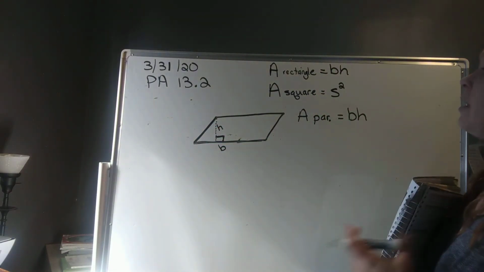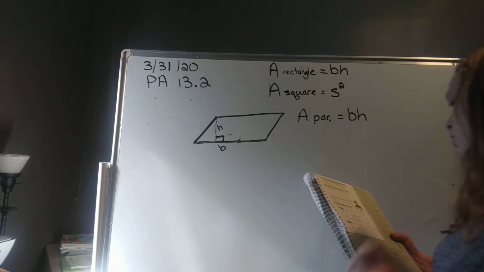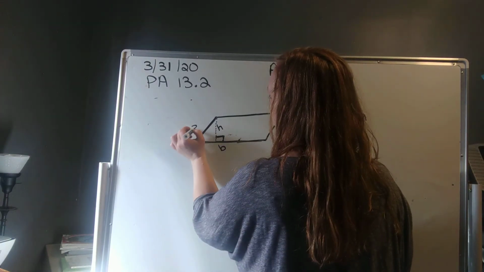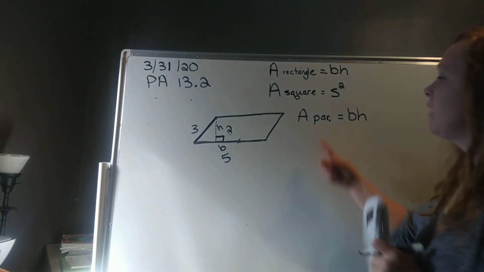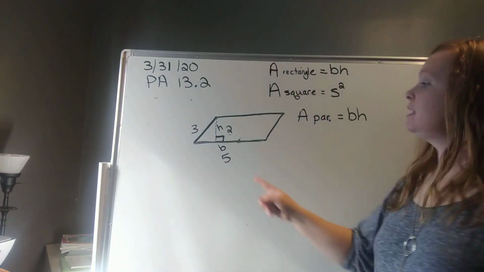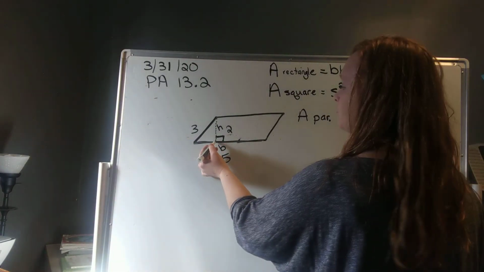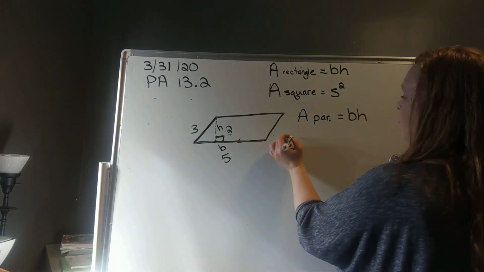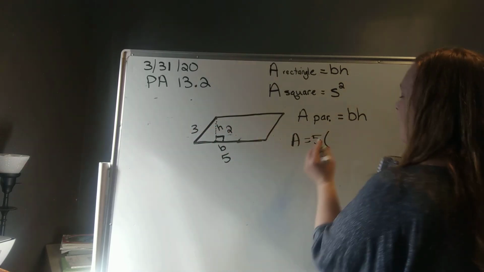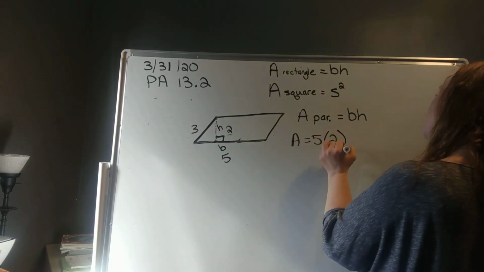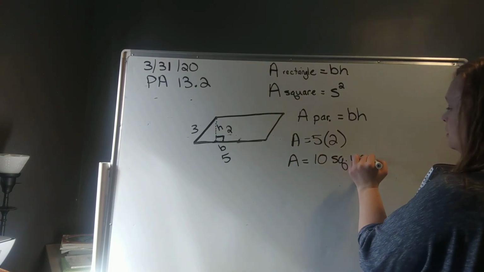So, for example, let's not go quite to number 1 yet. If this was a 3, and this was a 2, and this was a 5, how would we find the area of this parallelogram? Don't be tempted to use the 3. It doesn't actually even matter. The 2 is the actual height. So we would say that the area equals the base times the height, 5 times 2. So the area equals 10 square units.